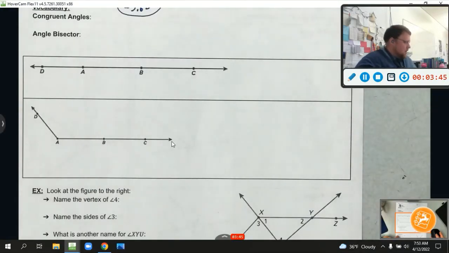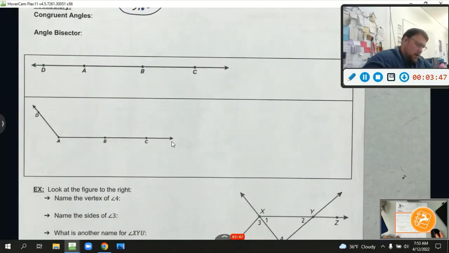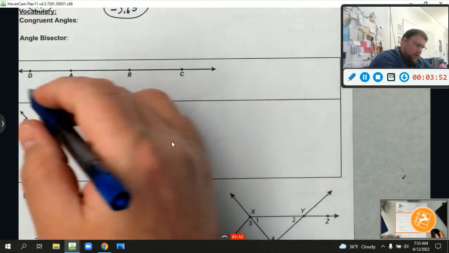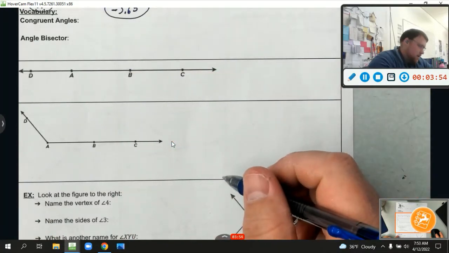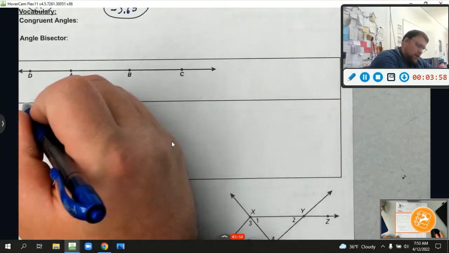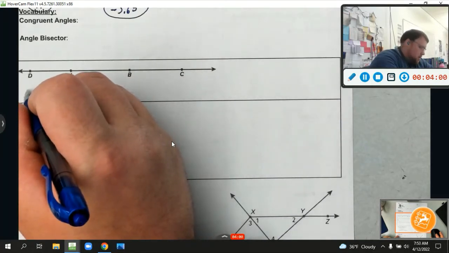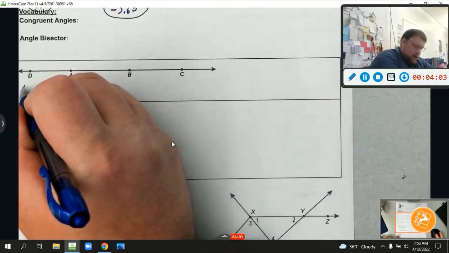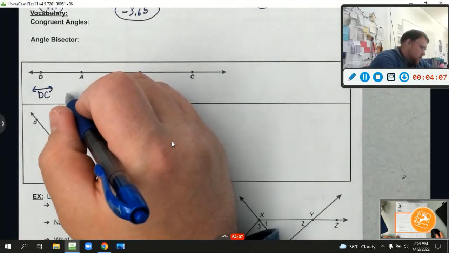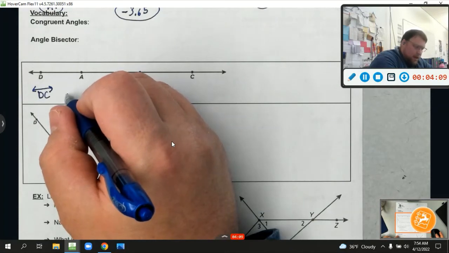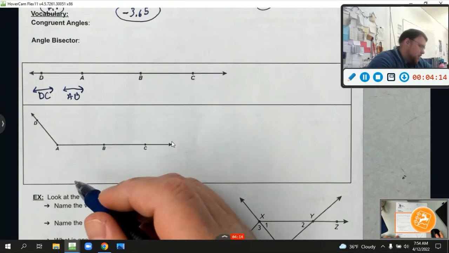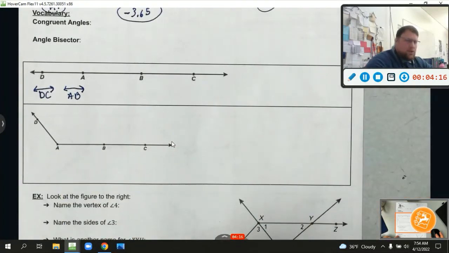Okay, so when I look at this right here, I want to label some things. So we have a line here, right? And I can call this a lot of different things. This could be line DC, right? I'm going to put arrows on both ends to denote a line. We could call this line AB. And we could really keep going. Line BA, line BC. There's lots of choices here.